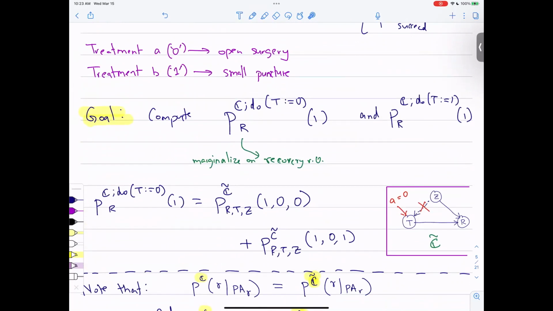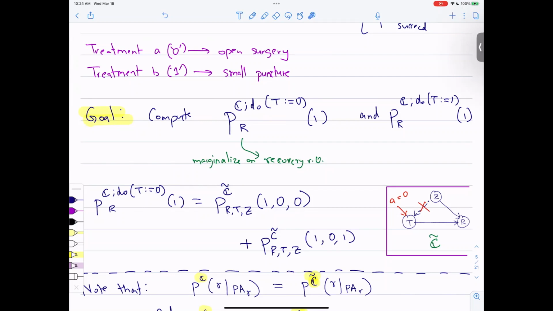So let's do this calculation. This is just a do. In the do treatment equal to 0, I want to figure out the probability recovery equal to 1, which has 3 variables here: recovery, treatment, and the kidney stone. So it's a joint distribution in this new model. Again, we are dealing always with this new model right now, the C tilde model. P of recovery is 1, treatment is 0, and the stone size is 0.